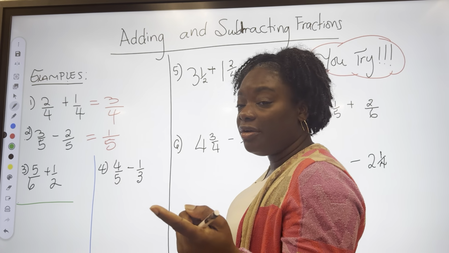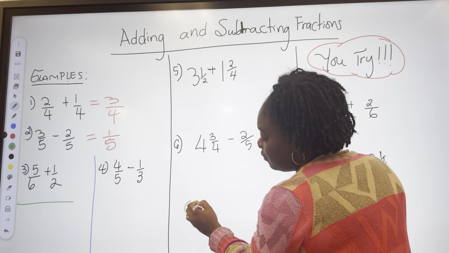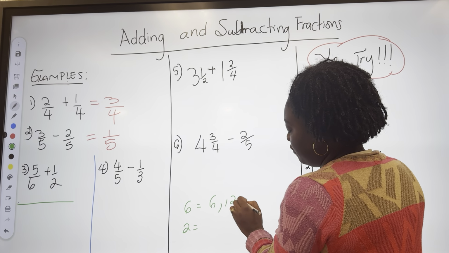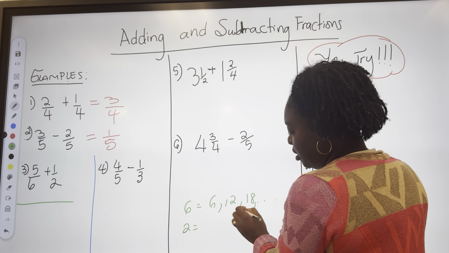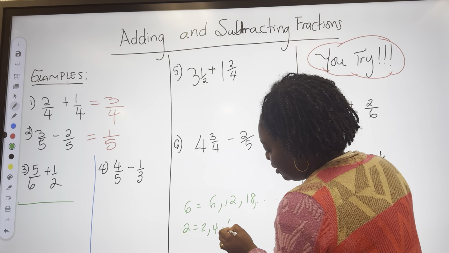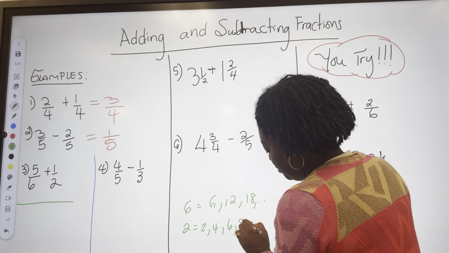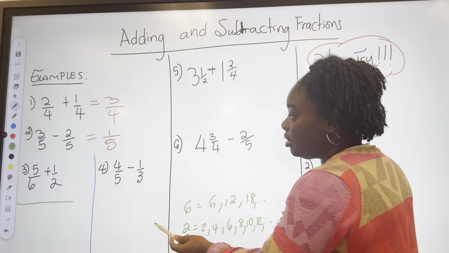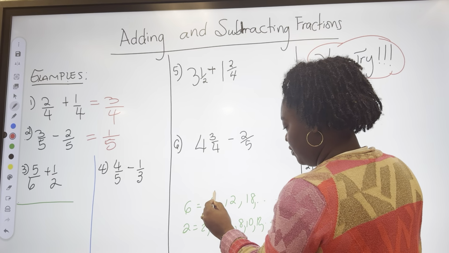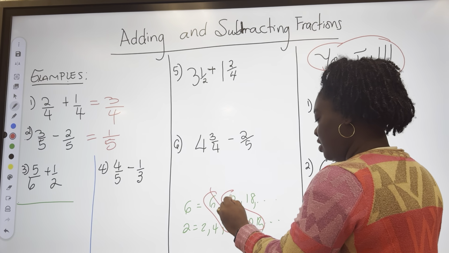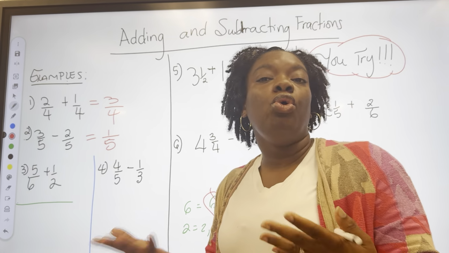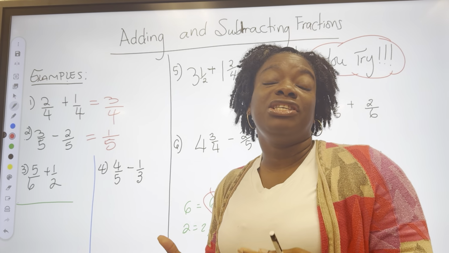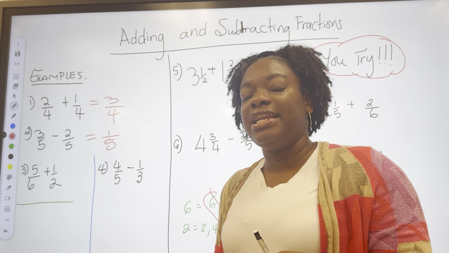For those of us who cannot find the LCM, let's quickly go. Multiples of 6: 6, 12, 18, and we can stop there. Multiples of 2: 2, 4, 6, 8, 10, 12, we can stop there. If you notice, common to these we have 6, we have 12, and if we had continued, we'd have had more. You're usually told to use the lowest one because it makes your life easy as it relates to simplifying at the end.